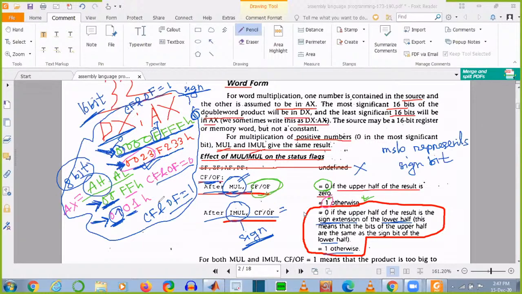Tell me, what will it be? What will be the CF OF value for this result? Again, sir. So you have to look at the CF OF lower half and upper half MSB. They are opposite. So again 1, sir. So they are opposite, so it is 0 and it is 1.